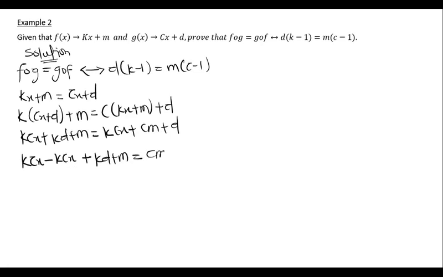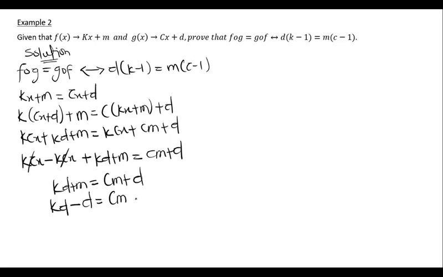So we have cm plus d. So these two cancel each other. So we have kd plus m is equal to cm plus d. But now we can see we have d here. So let's group like terms. So we have kd minus this d, which will come here, is equal to cm.